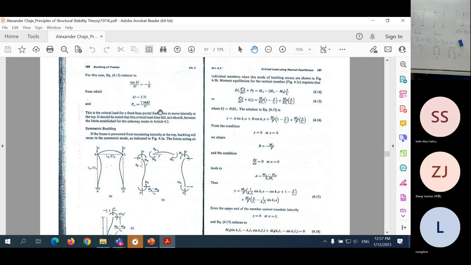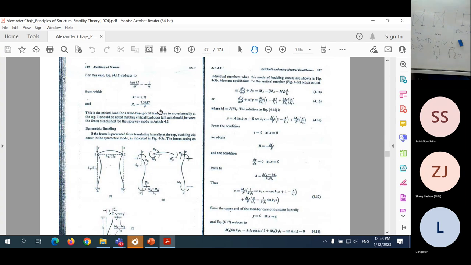So if we try to change it into how many times the Euler load, we want to see whether P critical is greater than or less than this. What is this value? 7.34 over pi squared. Anybody has a calculator? It should be less than one. 0.74, yeah. So just now we said that it lies within the range, less than this, so it is within that range.